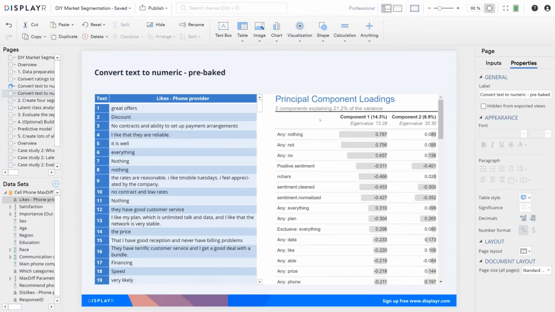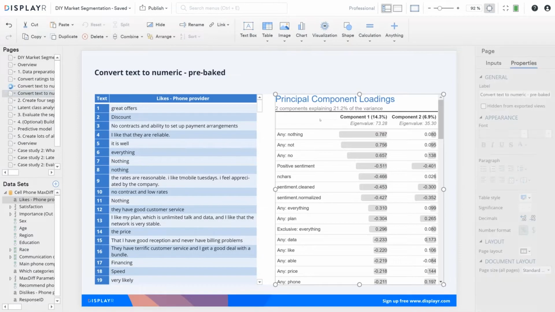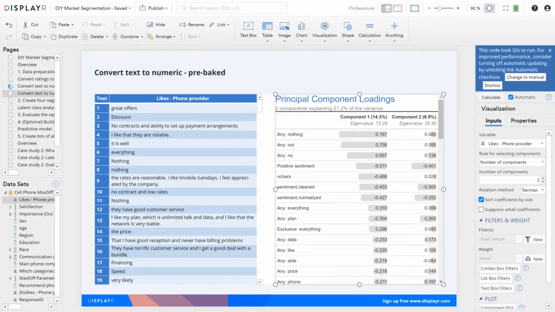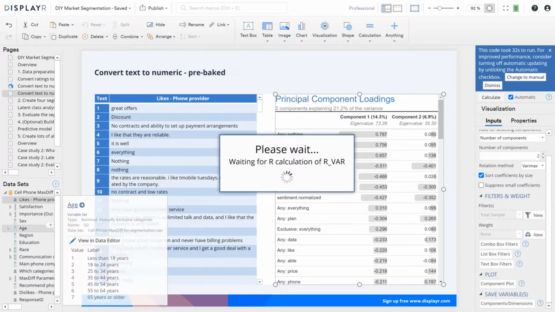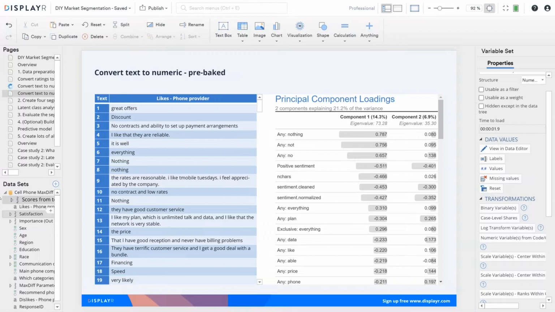Now, by default, Displayr has created 2 components. You can change this. It comes down to how granular the information is. The more information you want to extract, the more components you select. 2 will be fine for our purposes here. We then click Save Variables, Components, Dimensions, which is just going to add these variables to the file. And we've got to give them names just so we can interpret them a bit later.